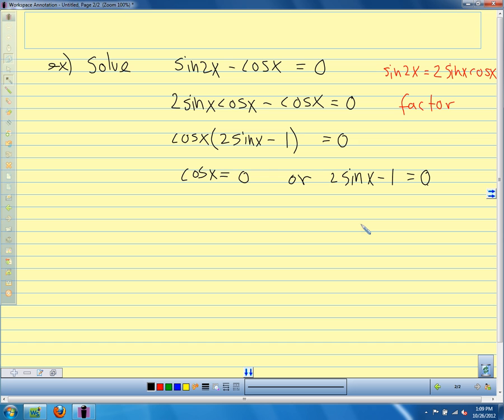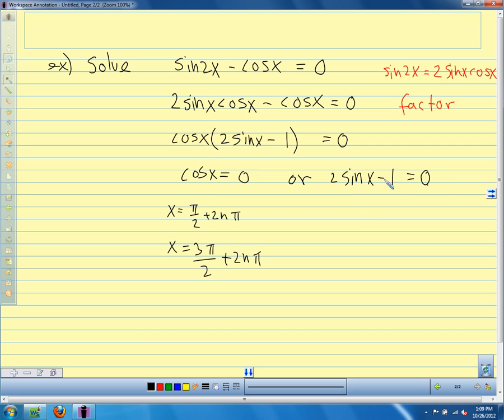So cosine x, and then we look on our unit circle, where on the unit circle is cosine x equal to 0? X equals pi over 2, and we add multiples of 2 pi, plus 2n pi. X equals 3 pi over 2 plus 2n pi. These tell me the values of x where the cosine of that value is 0. Over here we just need to do a little more work.